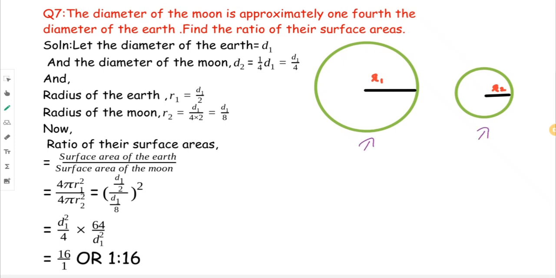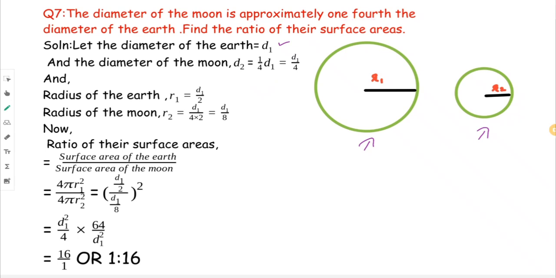Now let's go back to the question, solution. I'm taking the diameter of the earth to be D1. Clear? Now let's find the diameter of the moon. I'm taking it to be D2. If you look at the question, it says the diameter of the moon is approximately 1/4 the diameter of the earth. What is the diameter of the earth? D1. So 1/4 into D1, and if I multiply, I'll get D1 by 4. So the diameter is done.